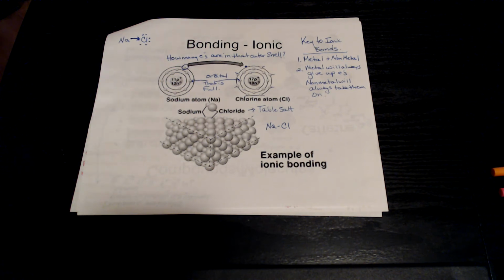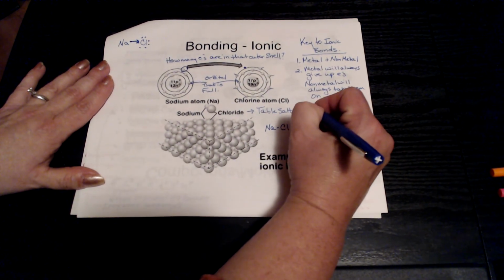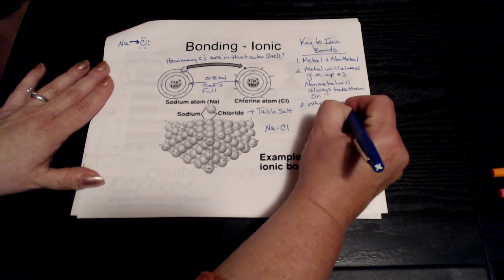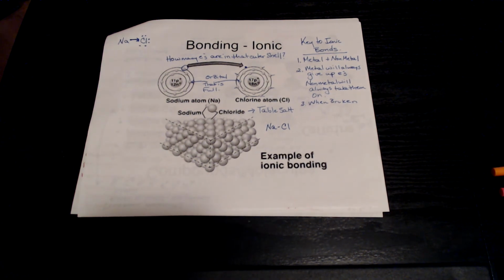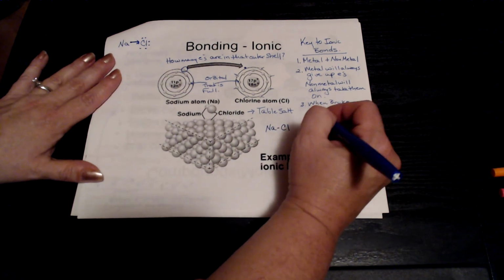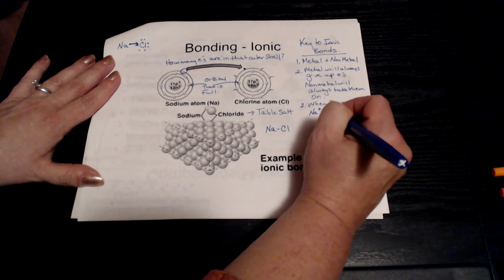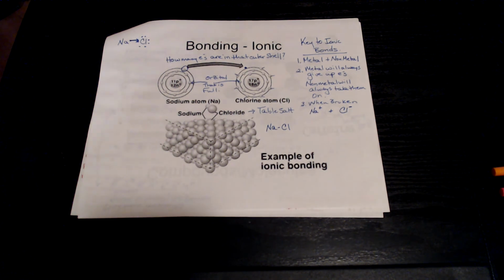The last thing to remember that's key to an ionic bond is that if you break them, you don't get sodium back and you don't get chlorine back. When you break an ionic bond, you're only going to get the sodium cation and the chlorine anion. So when you break those bonds, that's what you're going to get.